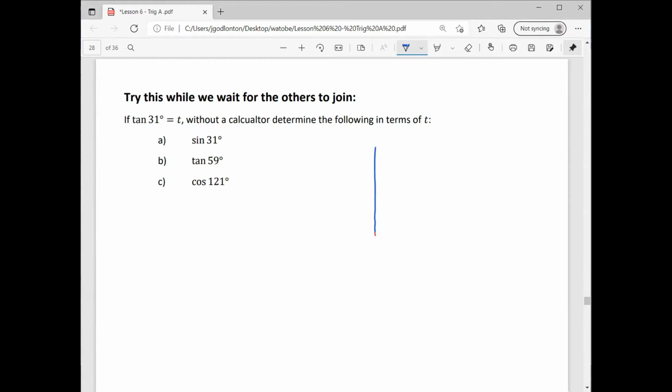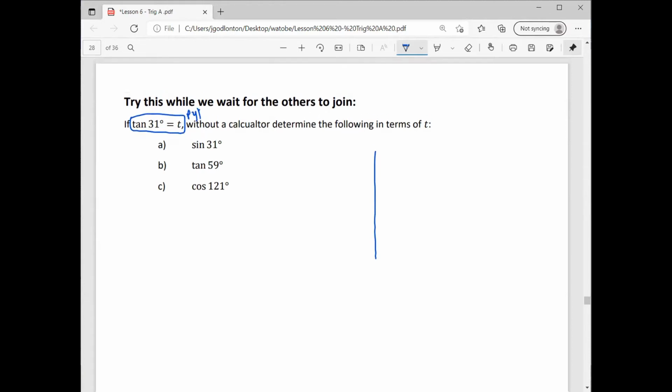Whenever we're given a question that gives us information like this, it's giving us a hint that they want us to use Pythag. So I could write that tan 31, if it's equal to t, as t over 1. And remember that tan is opposite over adjacent.